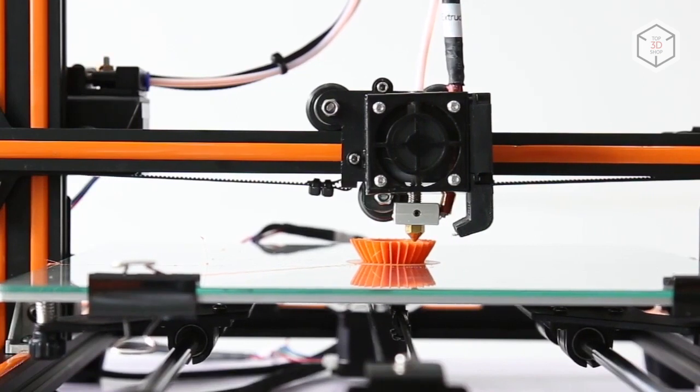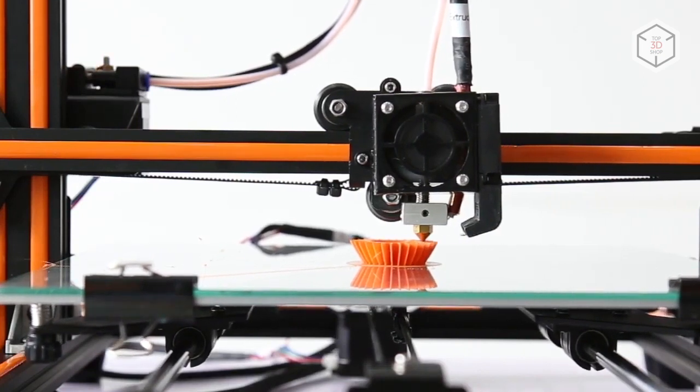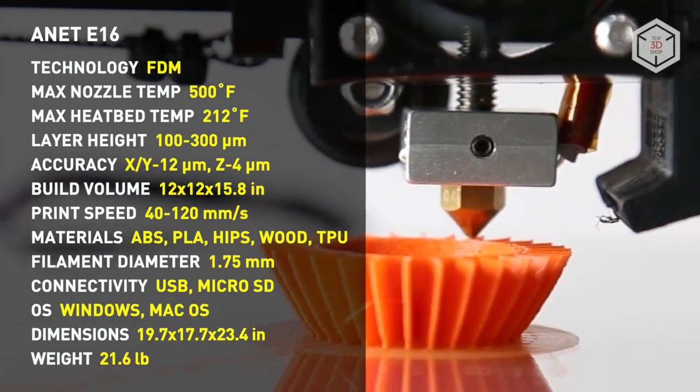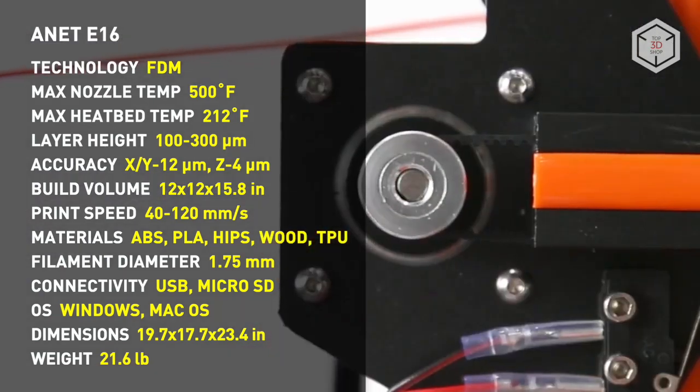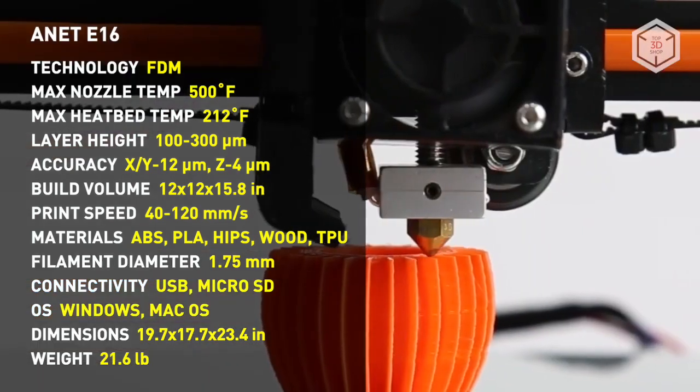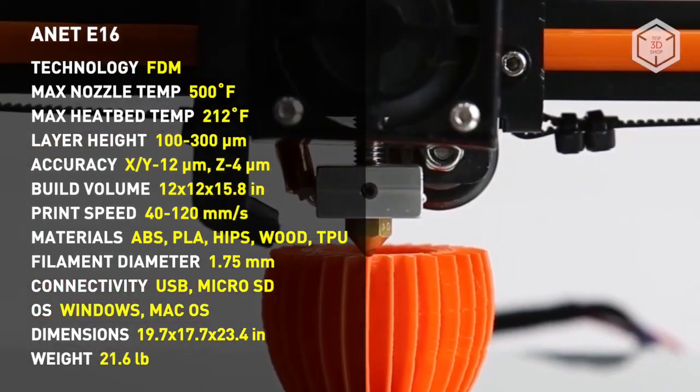Anet E16 is a user-friendly and reliable 3D printer. We recommend it to 3D enthusiasts of all levels and abilities. A large build volume and a heated bed will allow you to create big models in one go without having to assemble them from multiple printed parts.